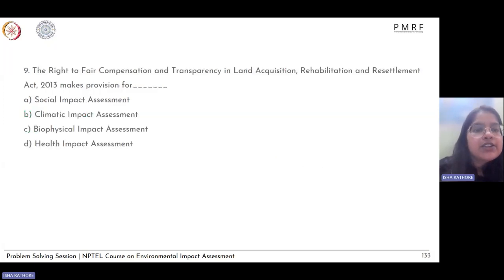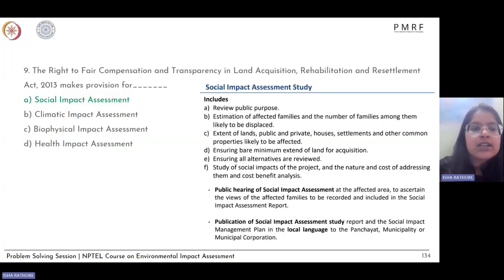Moving on, the Right to Fair Compensation and Transparency in Land Acquisition, Rehabilitation and Resettlement Act 2013 makes provision for dash: A, social impact assessment, B, climatic impact assessment, C, biophysical impact assessment, or D, health impact assessment. So the Right to Fair Compensation and Transparency in Land Acquisition, Rehabilitation and Resettlement Act of 2013 makes provisions for social impact assessment. So A is the correct answer.